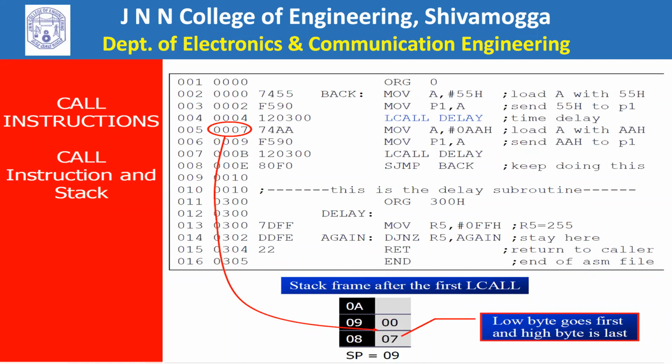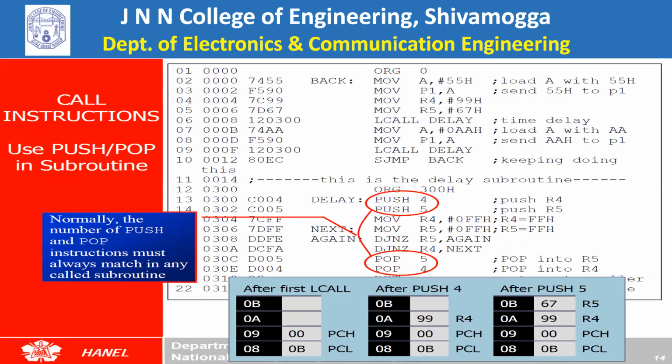You can see 0007 is the address below the call instruction that is pushed into the stack. The stack frame is shown. 07 is pushed first, 00 is pushed later. So the lower byte always goes first and the higher byte is last. That's how it is pushed into the stack. Now you can see what's happening.